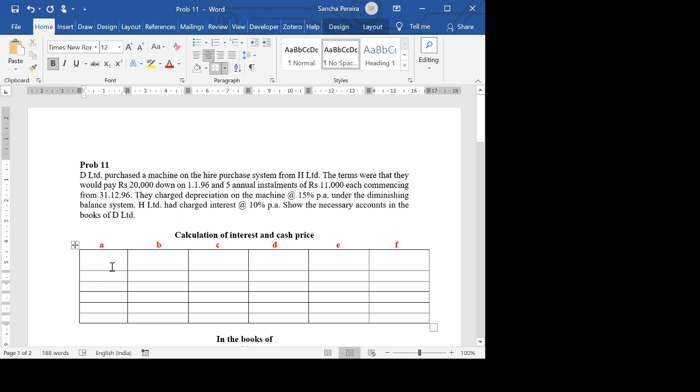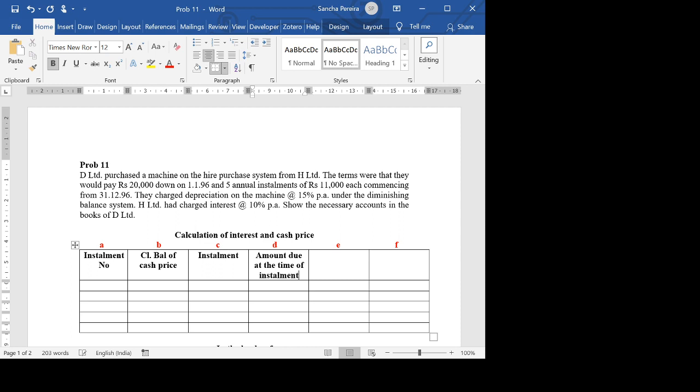Now, the headings of the table are going to be slightly different, so just try to understand it. The first one, we are not going to call year, but installment number, or we can just say installment. The second one, we are going to call closing balance of cash price. The third one is the installment. The fourth one is amount due at the time of installment. Next, we are going to have the interest. And finally, we are going to have the opening balance of cash price.